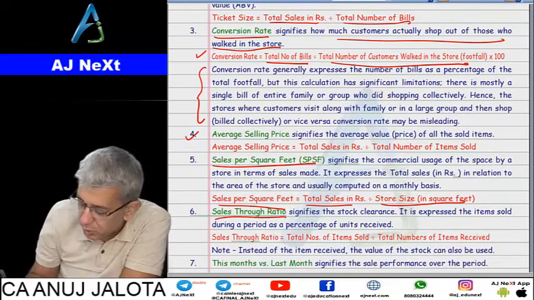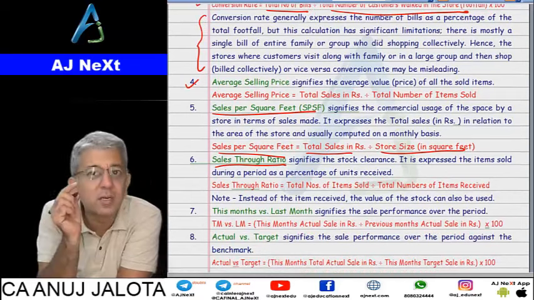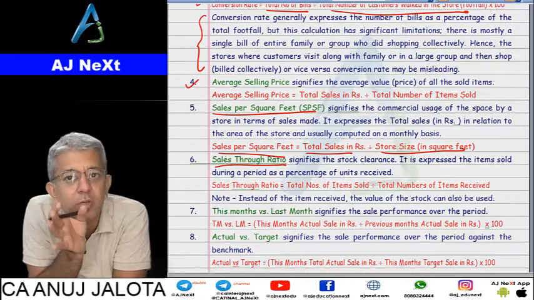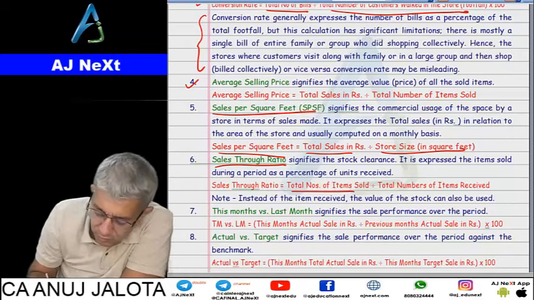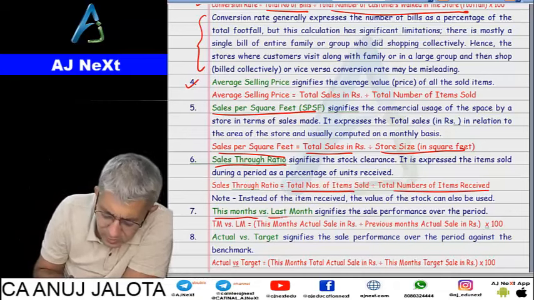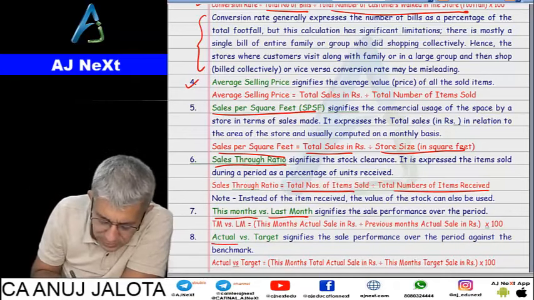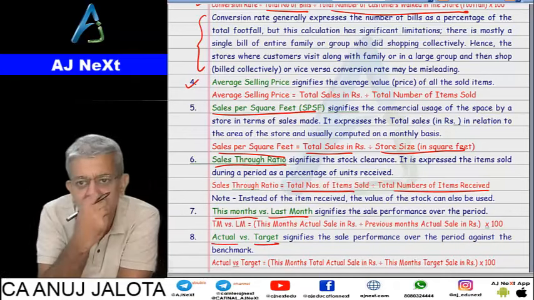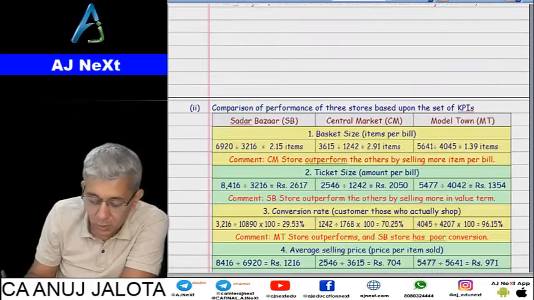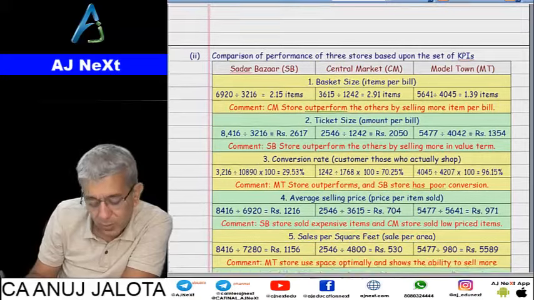Sales through ratio. That is whatever I told, that turnover ratio. How many units you received, and out of that, how much you have sold. So therefore, number of units sold divided by the items that you received. Then this month's sales versus the last month, and this month's actual sales divided by the target sale. Now all these you start to be computing, and then you try to be commenting over here.